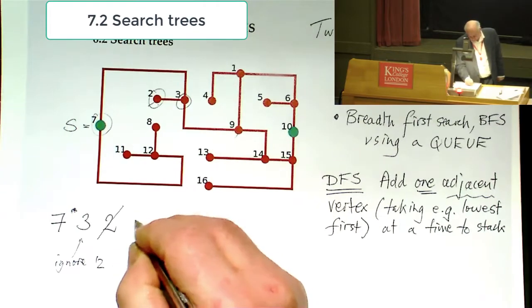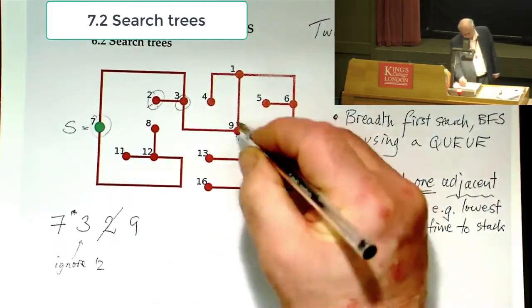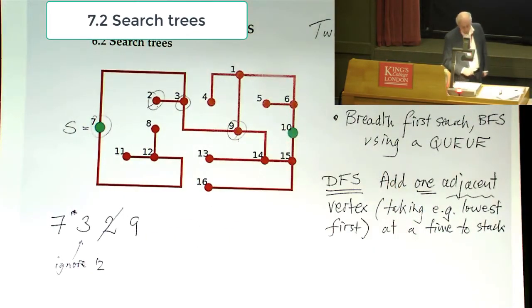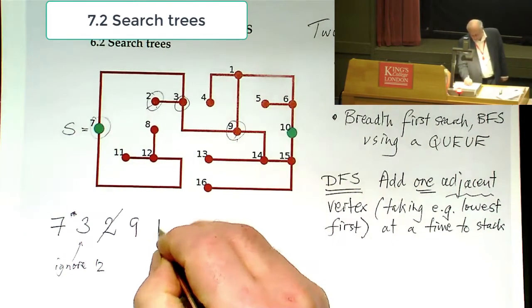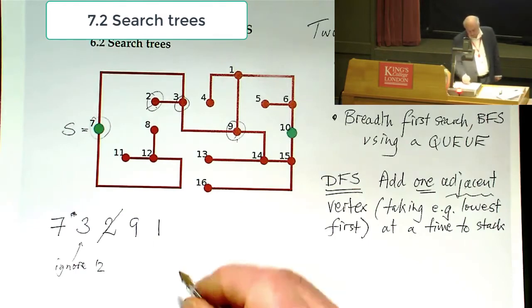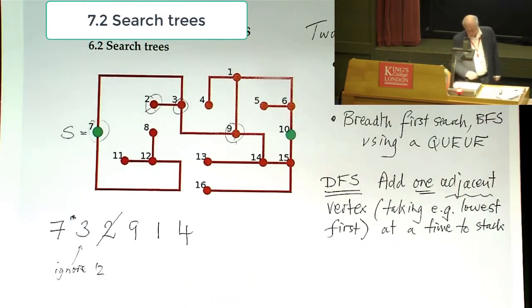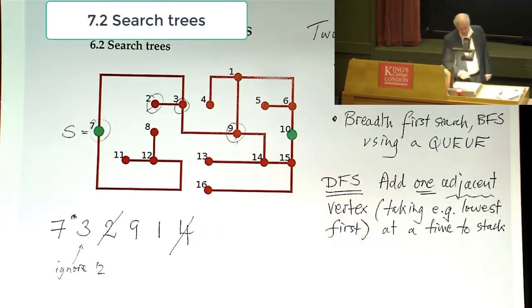I'm going a bit more quickly now. So we put 9 as the adjacent vertex. We're now positioned at 9. We look for adjacent vertices. I only want to put 1 at a time, so the one I put next is 1. And the one I put after that is 4. But 4's a dead end, so we have to backtrack to 1. Then I can put 6.